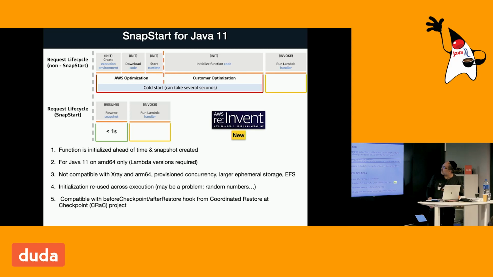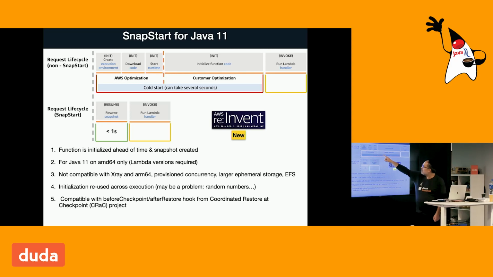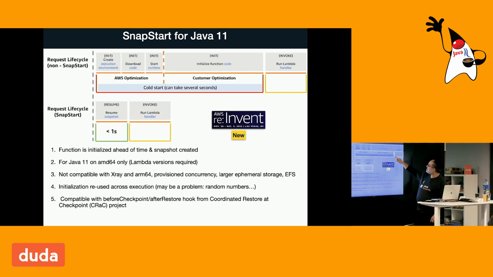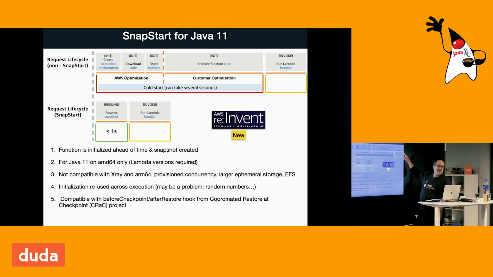Just a little more information about SnapStart. It was announced at AWS re:Invent less than one month ago. It's already supported by Micronaut. You can see here an execution without SnapStart. You have all this part: create the execution environment, download the code, start the runtime, initialize your function code. All this part is in the init start. This is the cold start we talked about before. And finally, this is where you are doing your business in your handler code inside the Lambda.